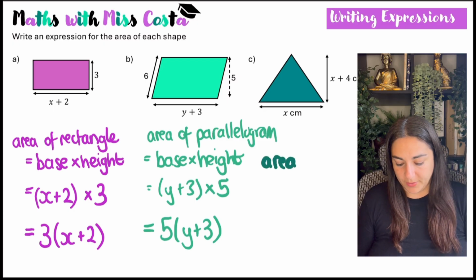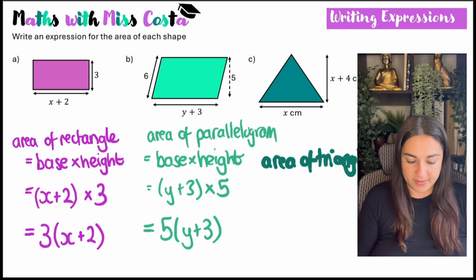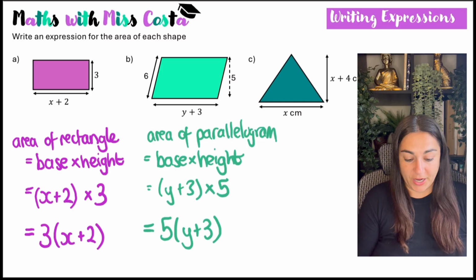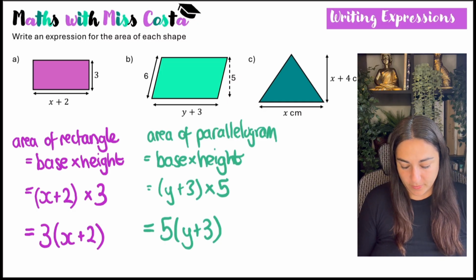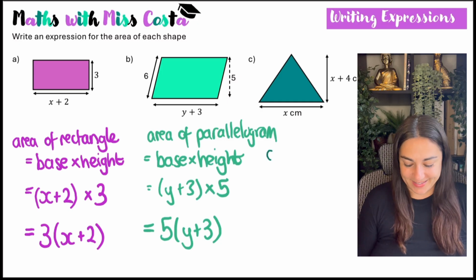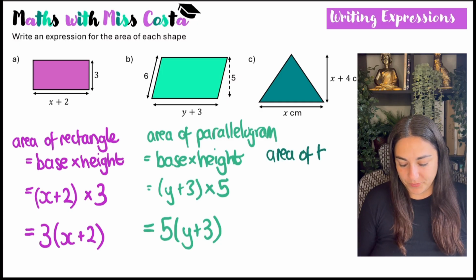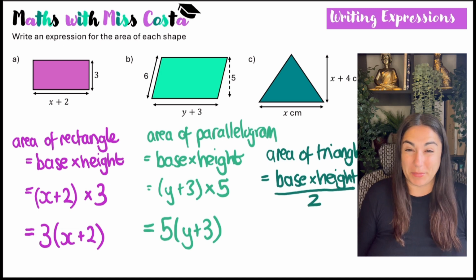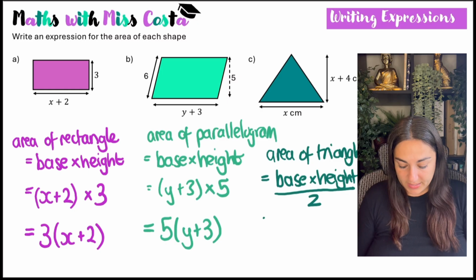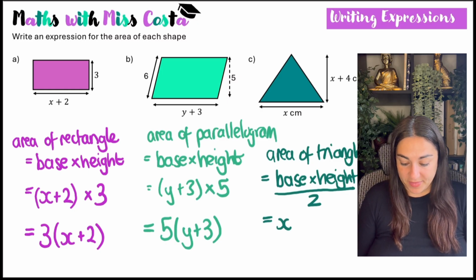And how do I work out an area of a triangle? Well, this one's a little bit trickier. So area of a triangle, what do? It's where I do base times by height, and then I divide by 2, or I times by a half, whichever one works better for you. So the base is x and the height is x plus 4.